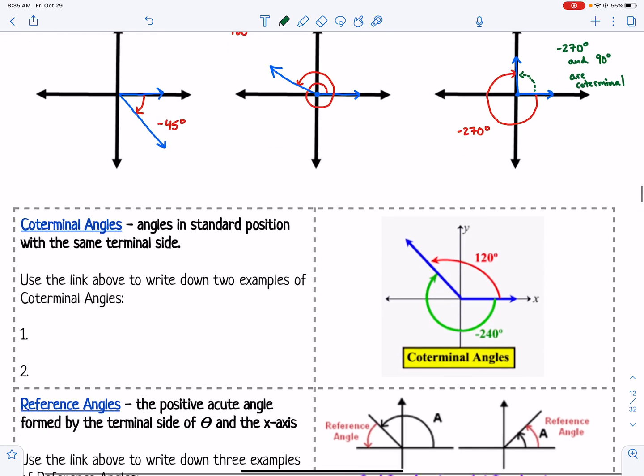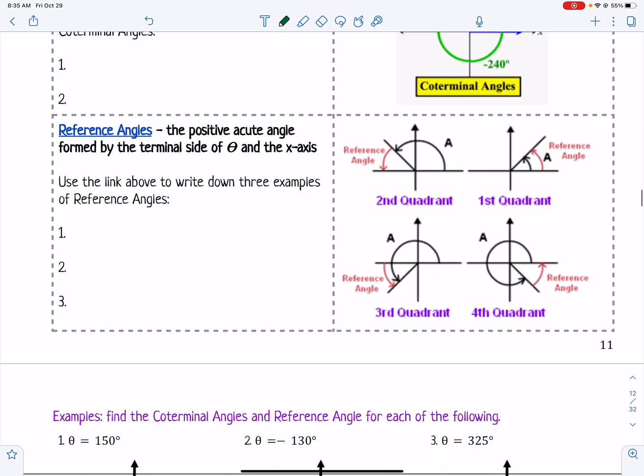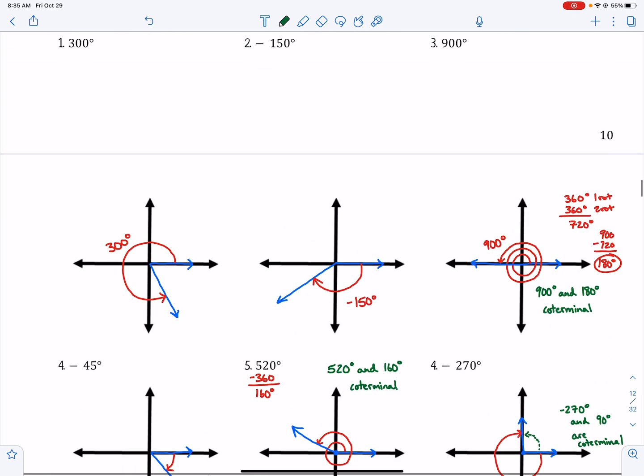All right, so the rest of these examples we're going to look at together. That's enough to get you started for now.